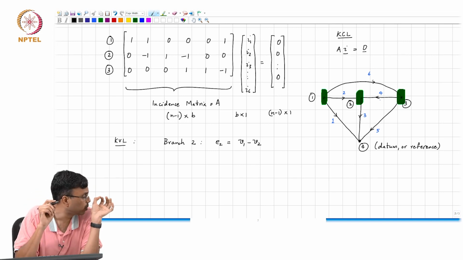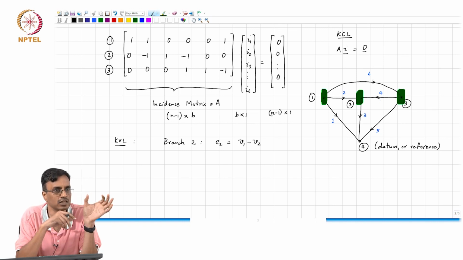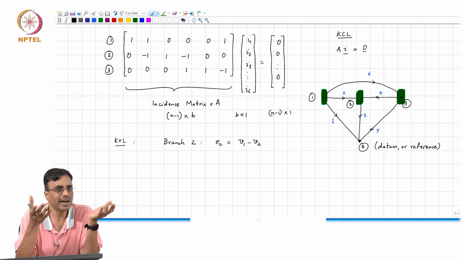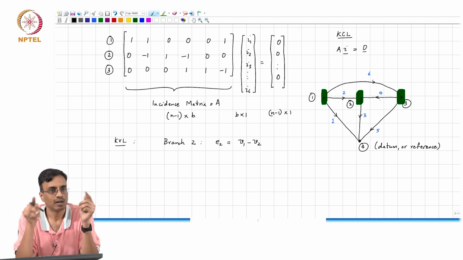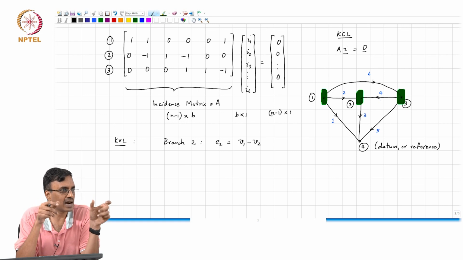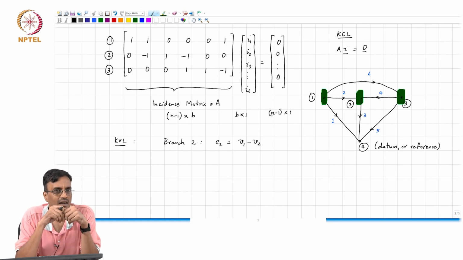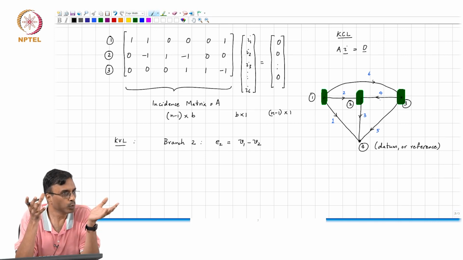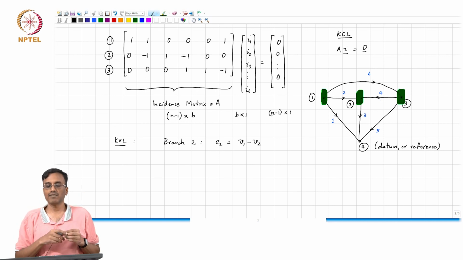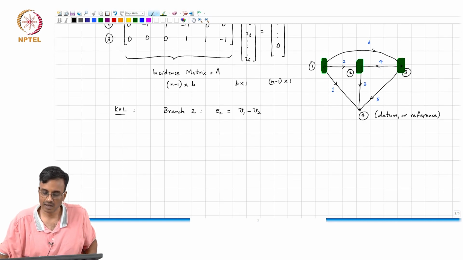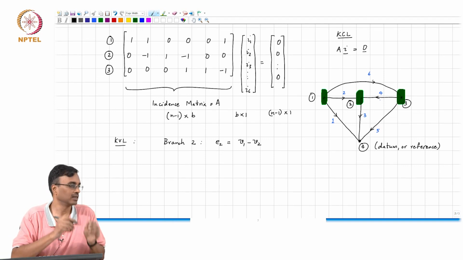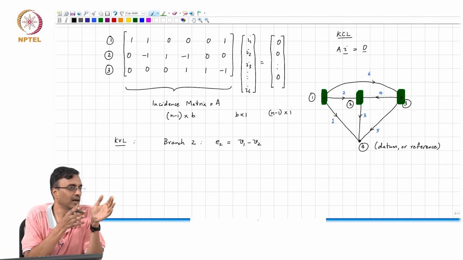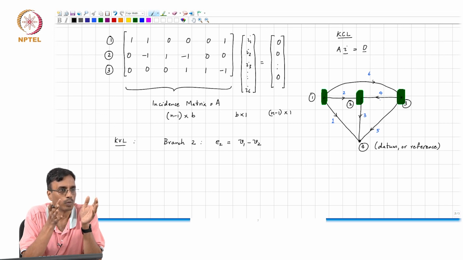So, relating the node potentials, calling the branch potential as the difference between the node potentials is equivalent to saying that when you go around a loop, the sum total is 0, correct, because you are starting and stopping at the same node. So, this avoids the hassle of having to find loops. So, KVL is therefore expressed conveniently as: you denote the branch potential as the difference between the node potentials. That is an equivalent statement for Kirchhoff's voltage law. Does this make sense? All right.